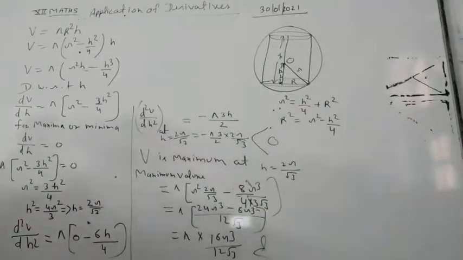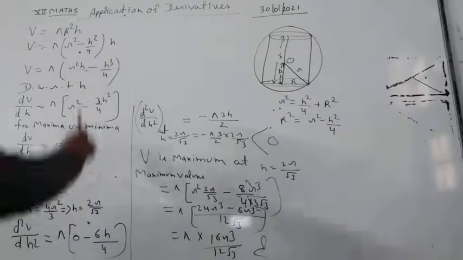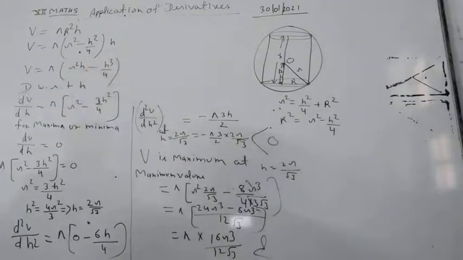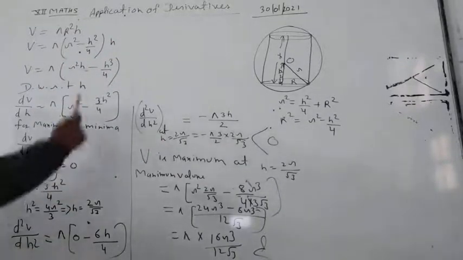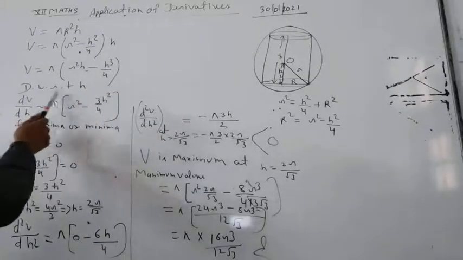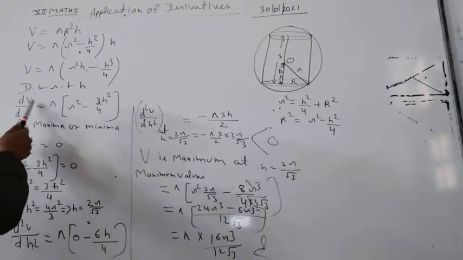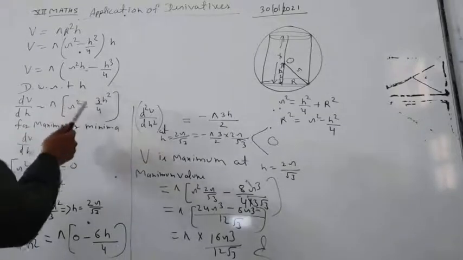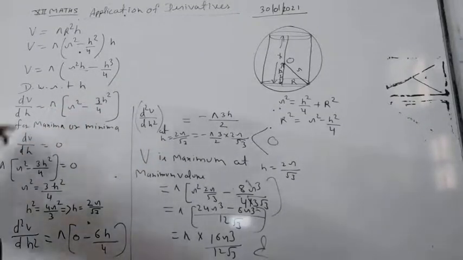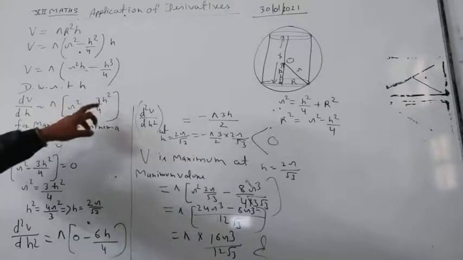Now, students, we have to maximize its volume. So we can write V is pi capital R square h, and V is pi times r square minus h square by 4, times h. So the volume, students, when we multiply inside the bracket, we get pi times r square h minus h cube by 4, and differentiating this with respect to h, our dV by dh is pi times r square minus h square by 4.